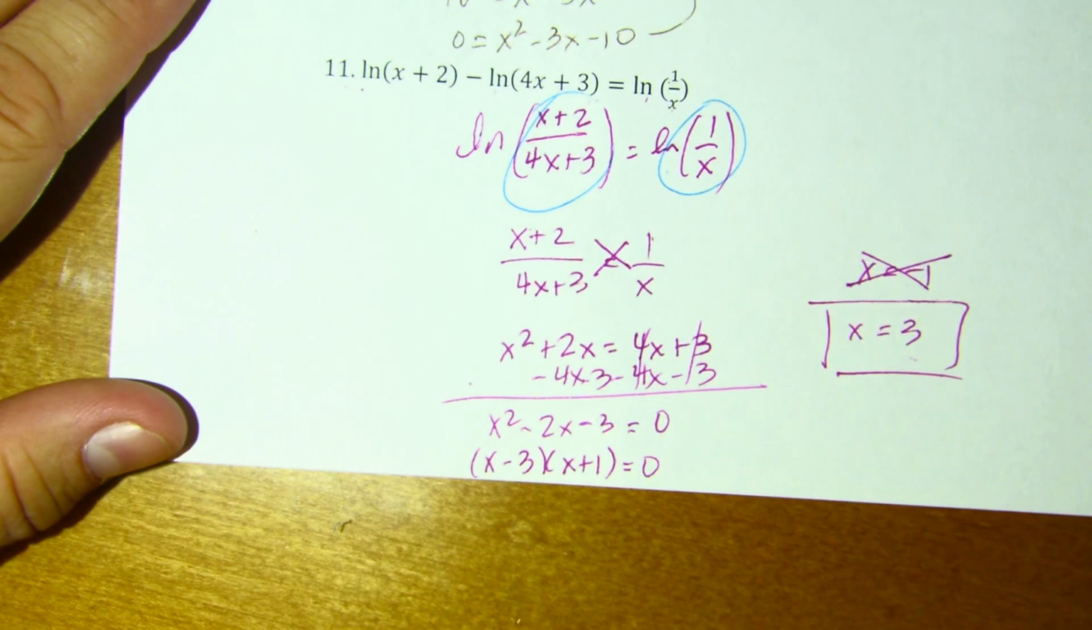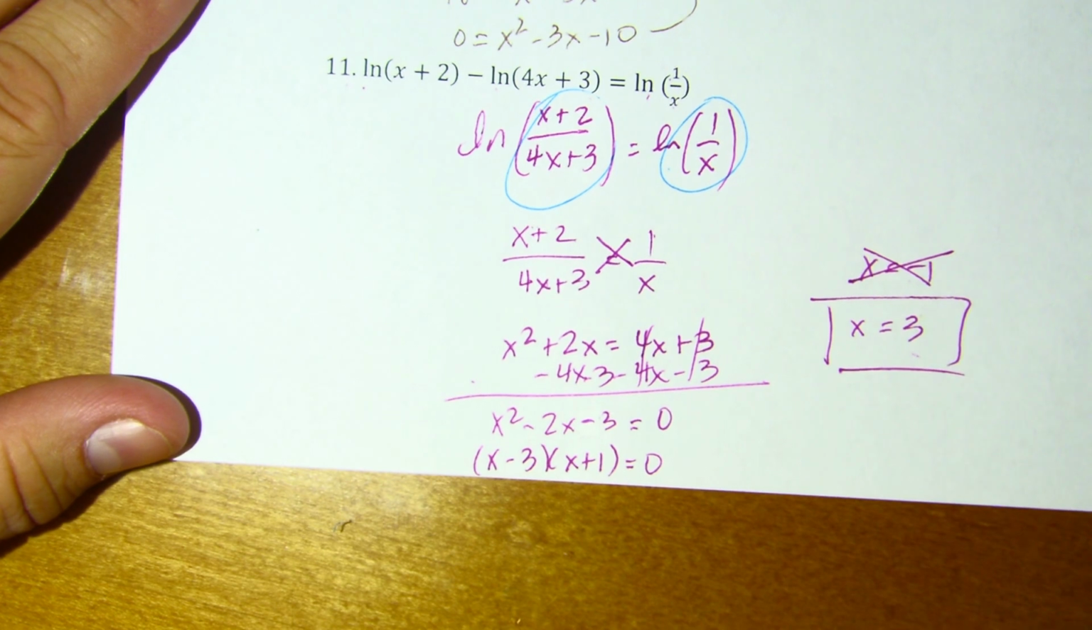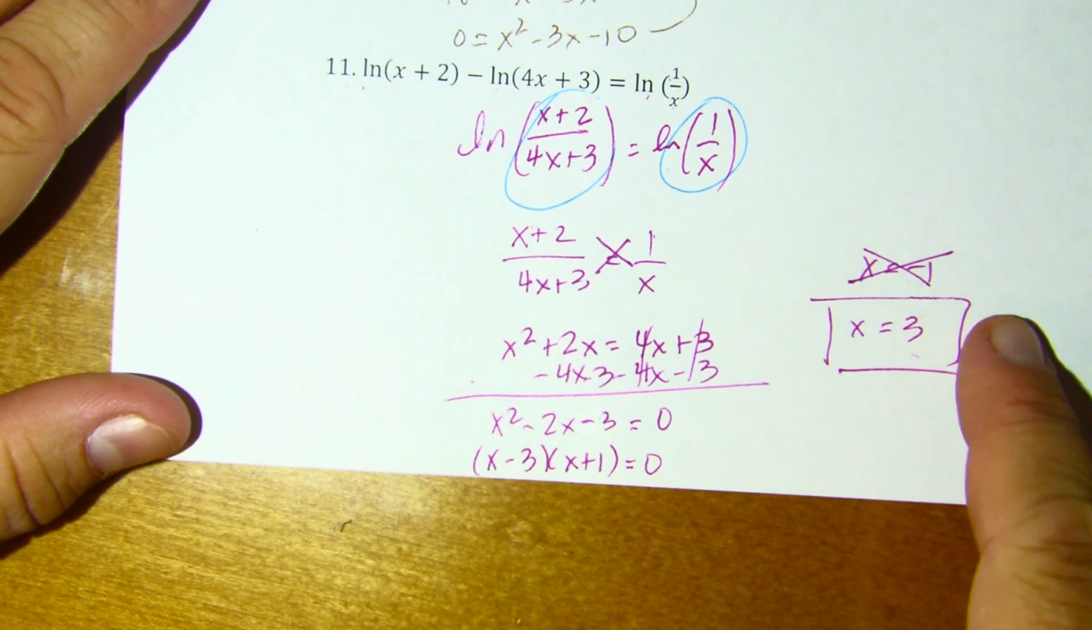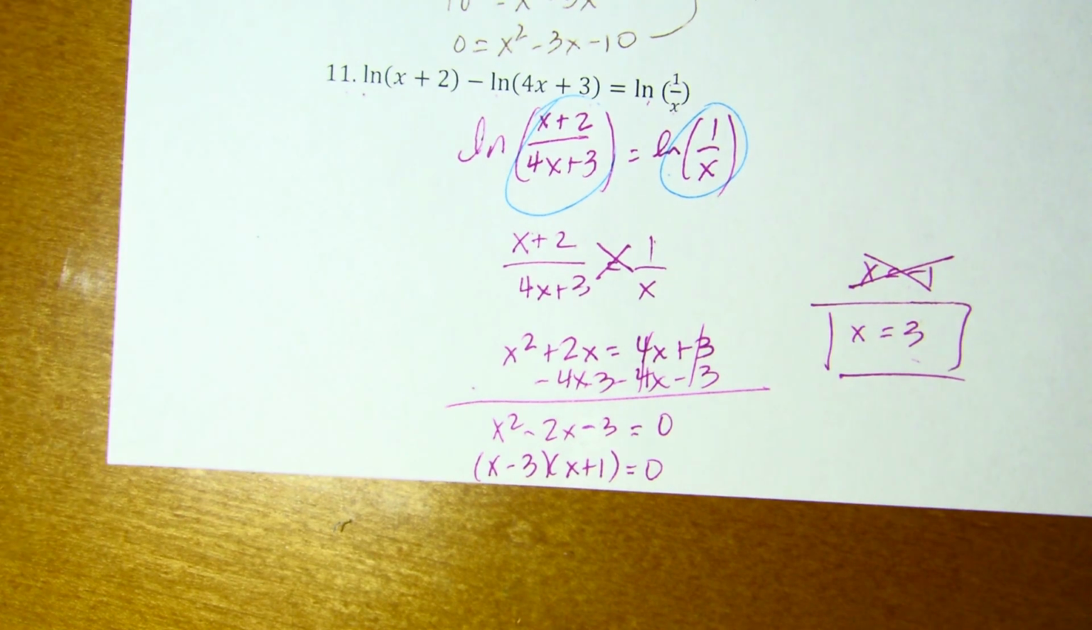It is possible that both answers would work. It's possible that neither answer would work, and then you would have no solutions. So it's not always the case that one will not work and one will work. It could be that both work. It could be that neither work. All right, and that brings us to the end of part 9.